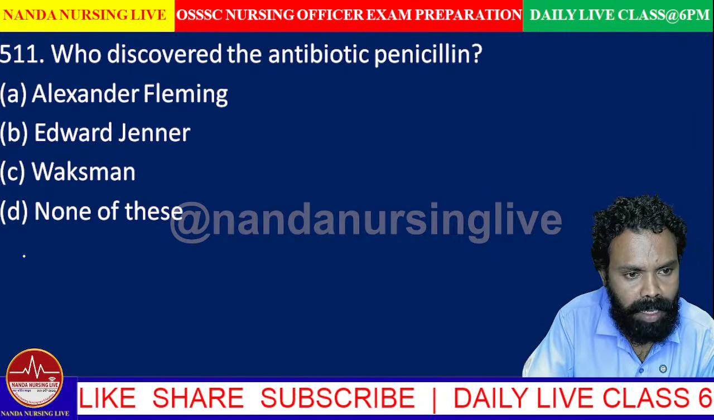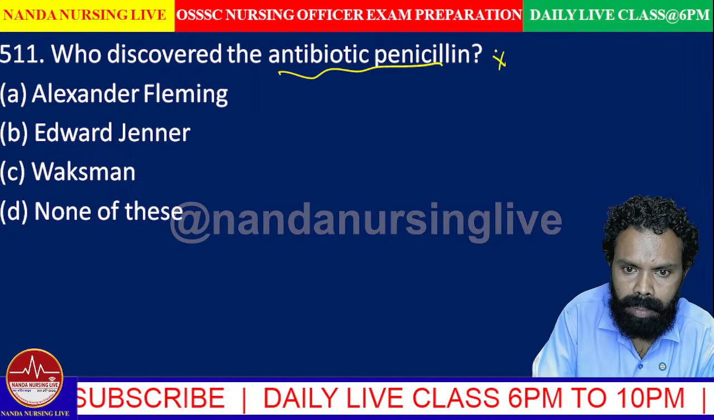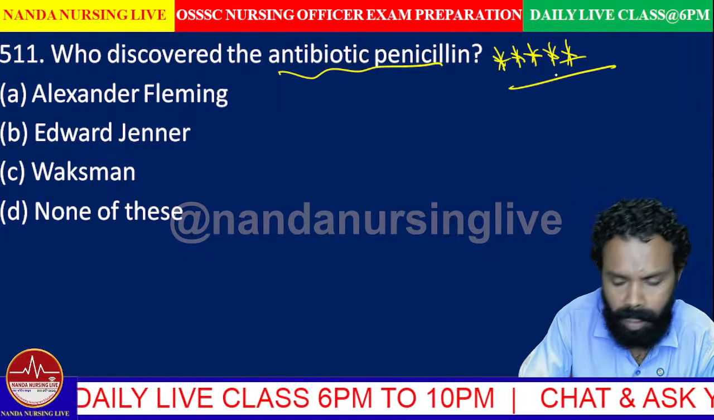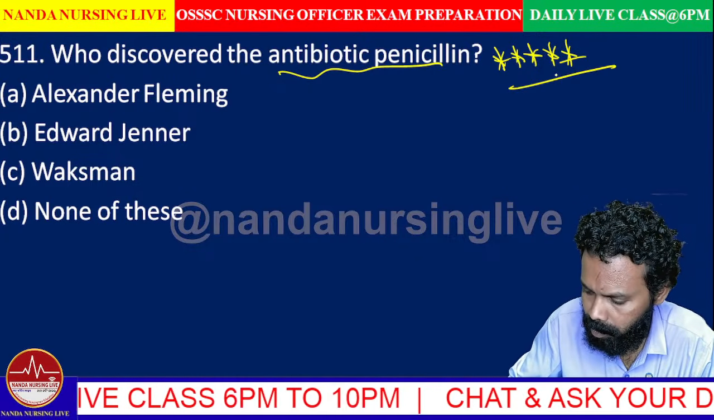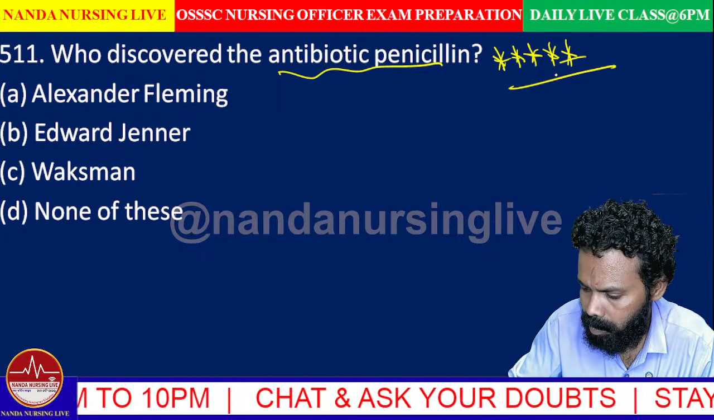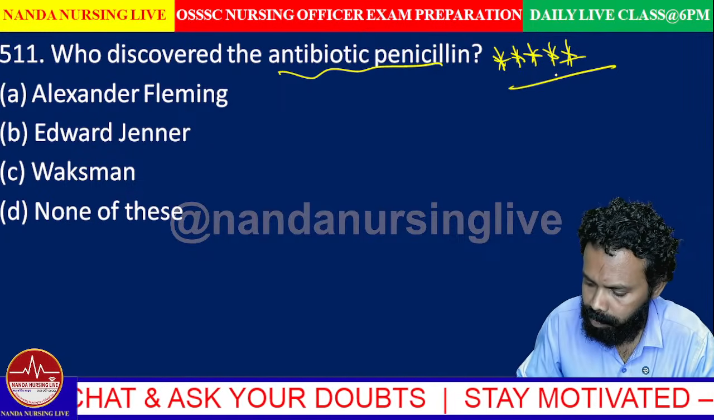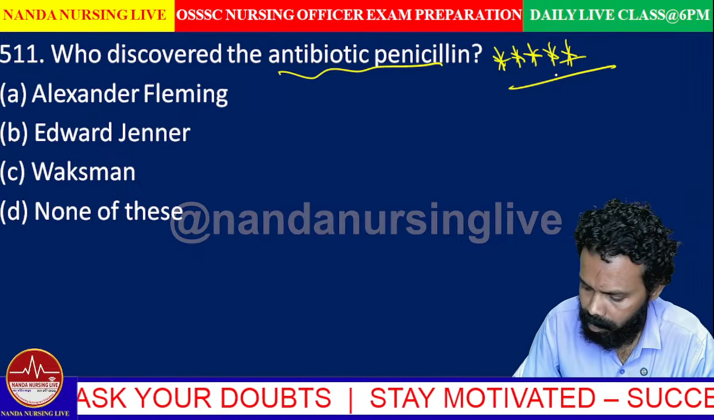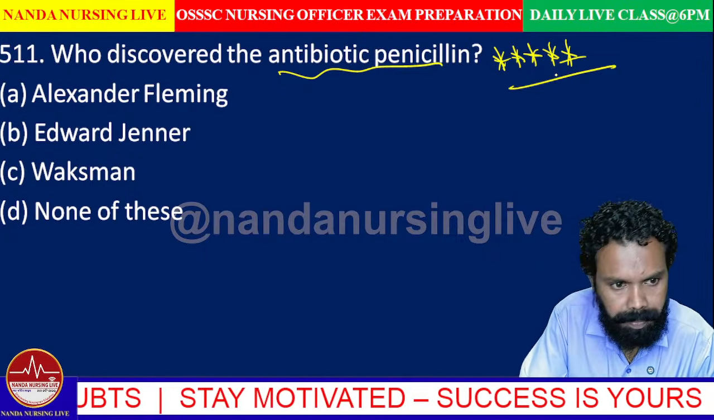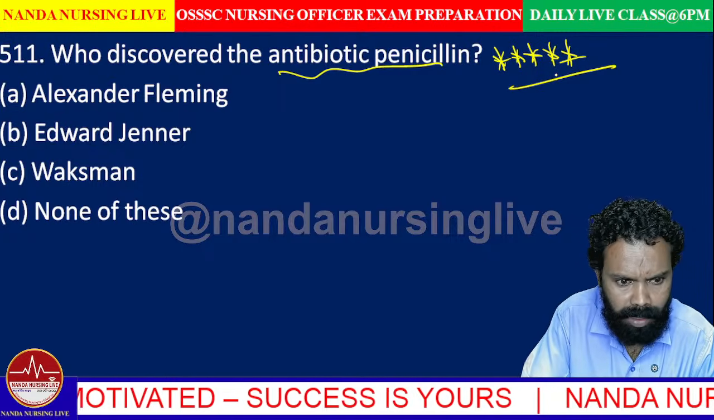Next question, number 511. Who discovered the antibiotic penicillin? Answer quickly. Who discovered the antibiotic penicillin? Option A Alexander Fleming, option B Edward Jenner, option C Waksman, option D none of these.